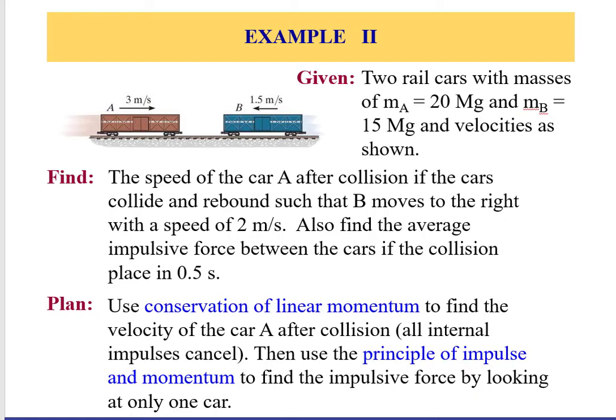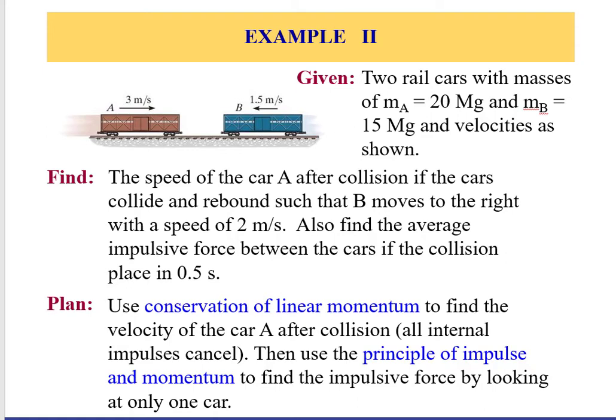If you look into this problem, there are no external forces, so the conservation of linear momentum can be applied to calculate the speed of the rebounded car. Since we already have the speed of rail car B, we can simply apply the conservation of linear momentum and calculate the velocity of car A. We have to be careful with direction. If we assume the x direction is to the right, then the speed of car A is 3 meters per second and positive, while the speed of car B is negative 1.5. And the speed of the rebounded car B, which moves to the right, in the positive direction, is plus 2 meters per second.